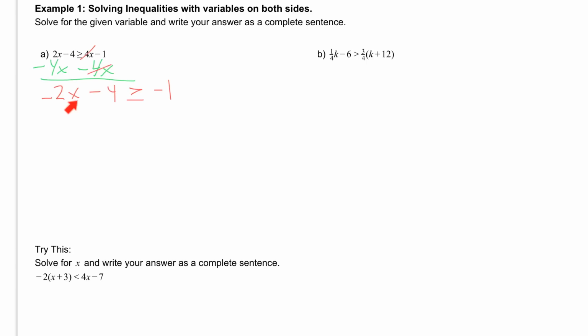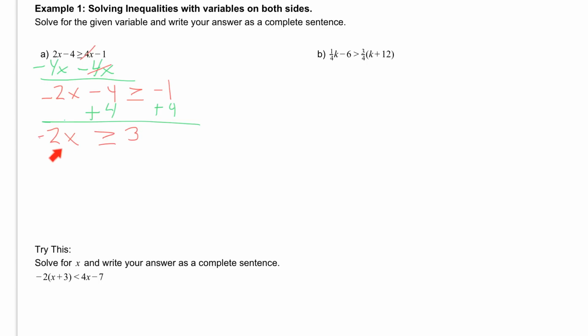Now if I take a look at my x, I'm multiplying it by negative 2, and I'm subtracting 4. I must get rid of that minus 4 first, because I'm going the reverse order of operations. So to get rid of that minus 4, I'm going to add 4 on the left, which means I also have to add 4 on the right. And that gives me negative 2x greater than or equal to 3.